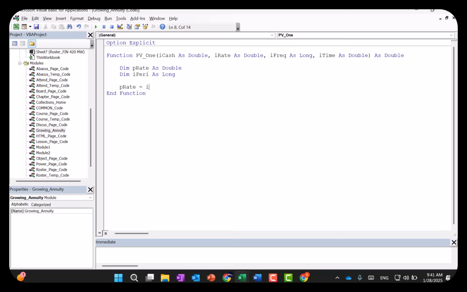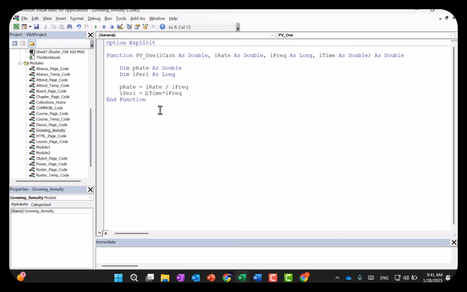As long, my pRate is iRate, which is APR divided by iFreq, and my iPerry is equal to iTime times iFreq, just to make sure that this is actually an integer.